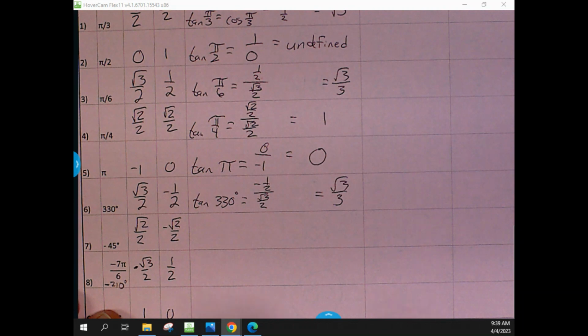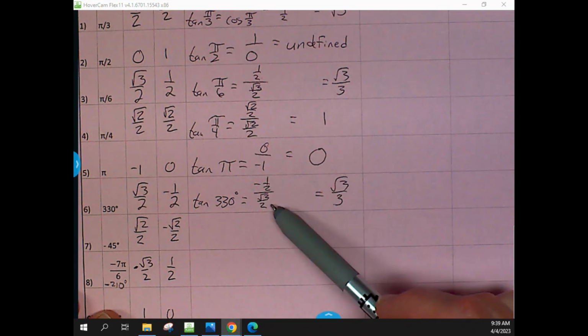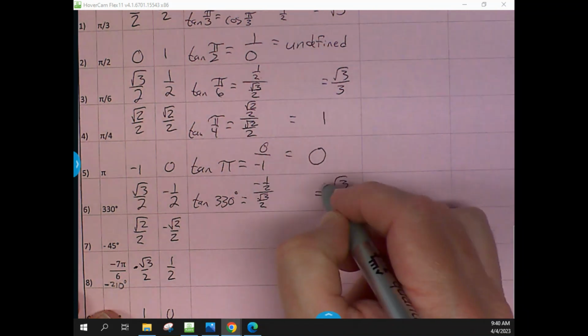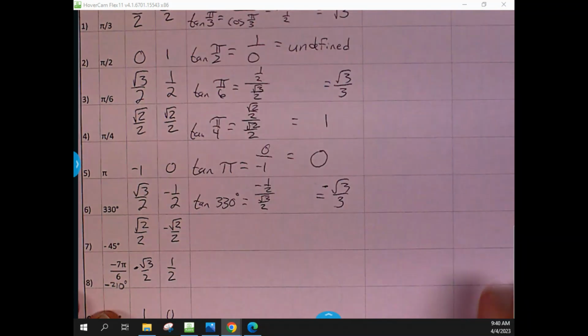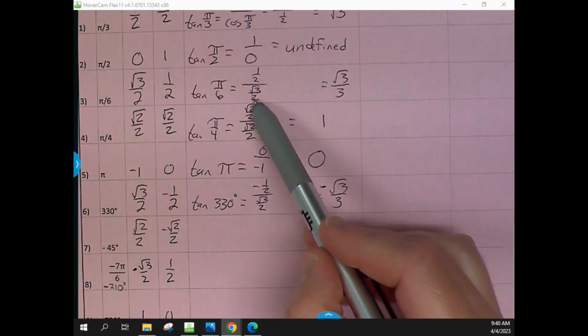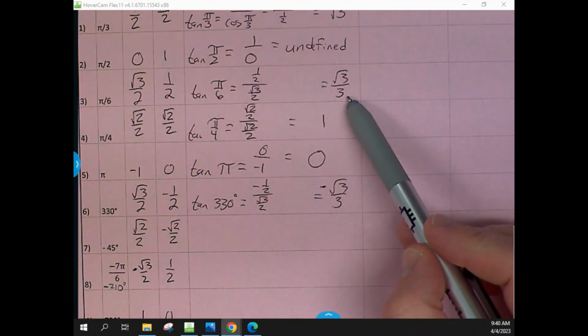Okay, so what happens when you divide a negative by a positive? What kind of answer do you get? Just a negative. Yeah, so it's not square root of 3 over 3, it's negative square root of 3 over 3. So you don't have to recreate the wheel every single time you do these. I'm giving you a cheat sheet for all the answers. Anytime you set up tangent and you go, oh, it's 1/2 over square root of 3 over 2, I know the answer is going to have to be square root of 3 over 3.